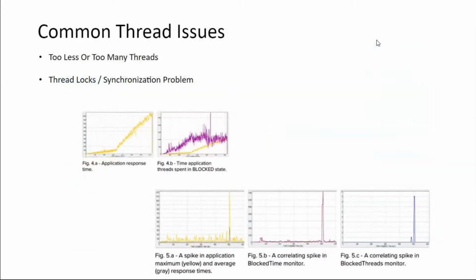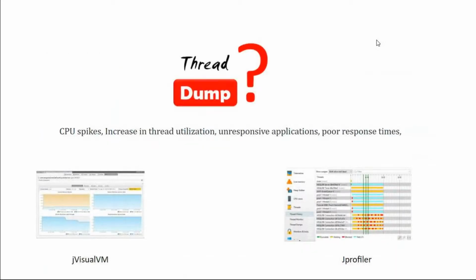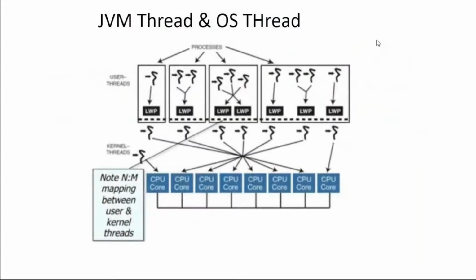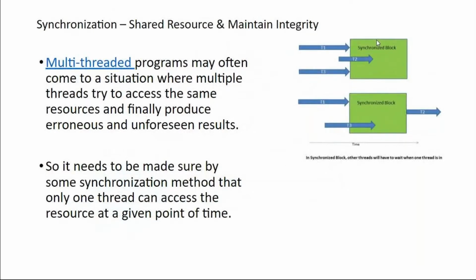And then we'll look into the common thread problems like thread locks, synchronization problems, when the thread count is less or more. What are the various problems that are going to get created? When to take a thread dump, how to take a thread dump, how to analyze it, what is the pattern of taking thread dumps, all these things as well. We will look into it in detail. Again, we'll create a problem in the code, create the synchronization problem, and then thread locks will be created, and then we'll take the thread dumps and analyze it.